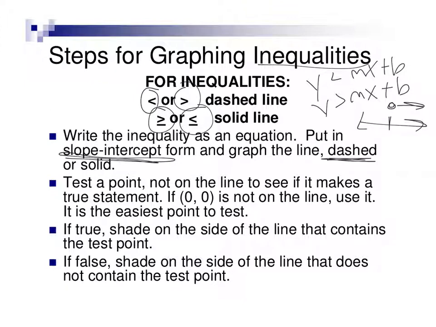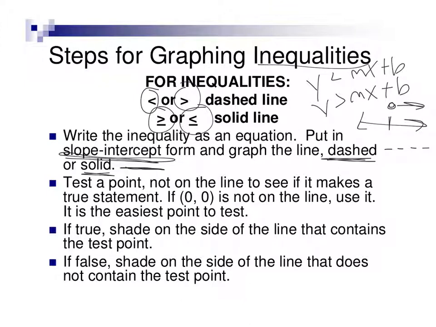Okay, and our less than or equal to and greater than or equal to, so these two are going to get a solid line. Okay, so we're going to make sure that those are a solid line. Dashed lines are going to look like this. Solid lines are going to look like this. They're going to be all connected.